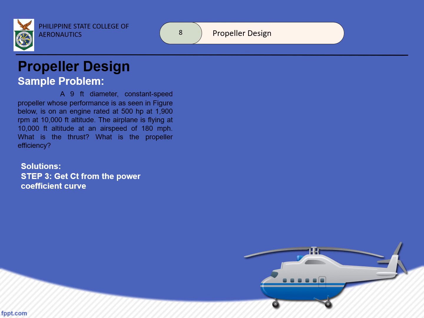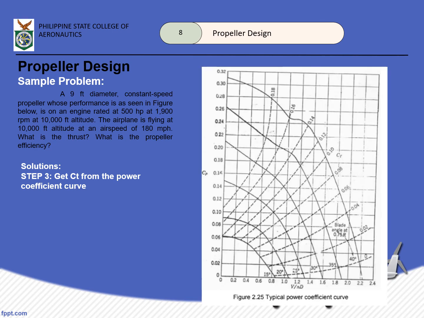What is the next step of our solution? Get the thrust coefficient from the power coefficient curve. What is the power coefficient curve? For reference, you can use your module, or you can try to center it out in CAD. The reference is quite an old book, but it is actually good. The link is in the module if you want to practice, because there are more sample problems. But yeah, that is our curve. The next thing is to get CT from the power coefficient curve.